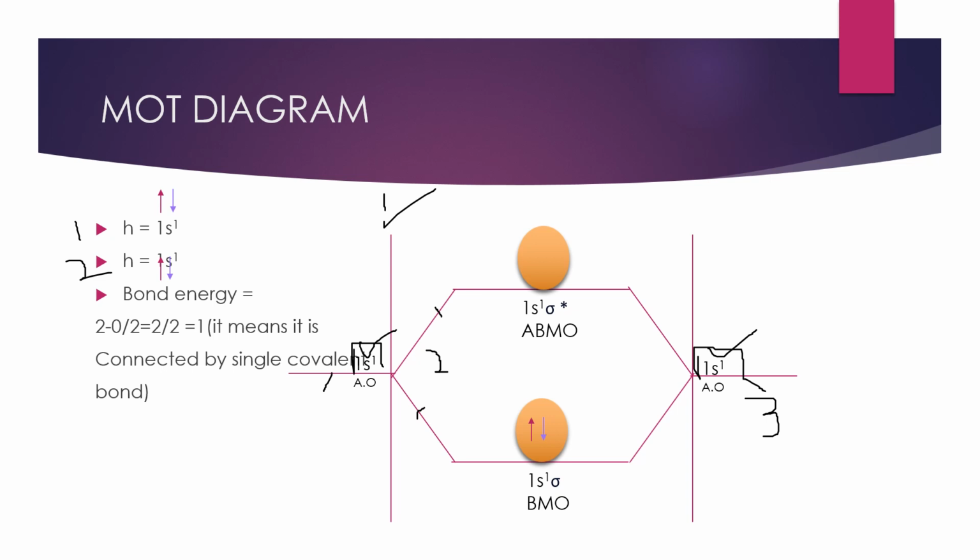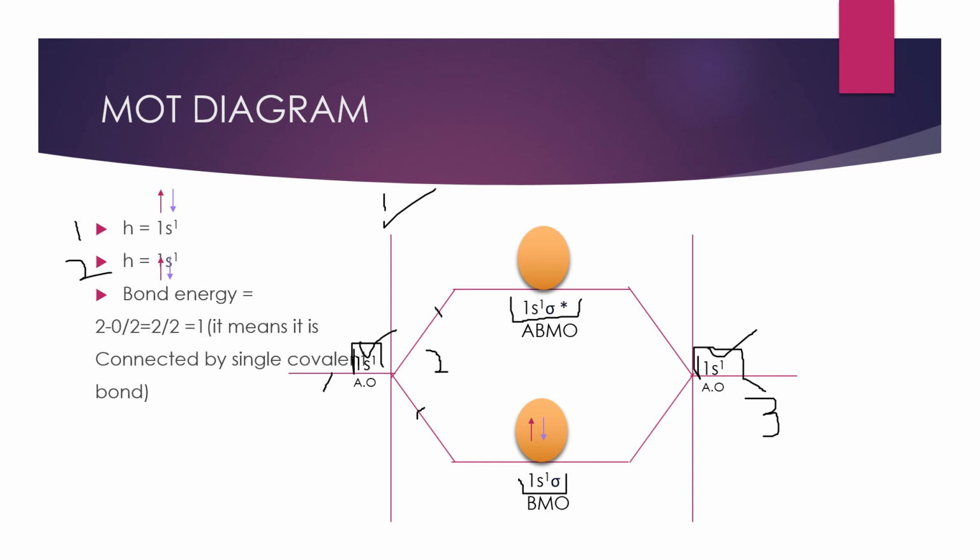If there are 3 electrons, then we'll fill in the ABMO. But here we have only 2 electrons, so we will fill them in the BMO. And we will find that there is a sigma bond between them because it is on the y-axis. But if we're talking about the ABMO, there would be a star to show that it has higher energy, or that it is an ABMO.